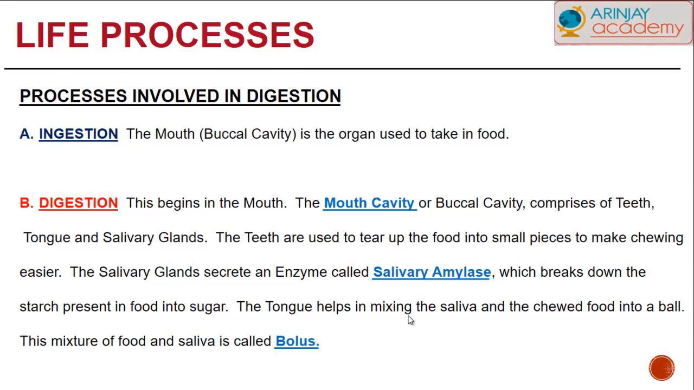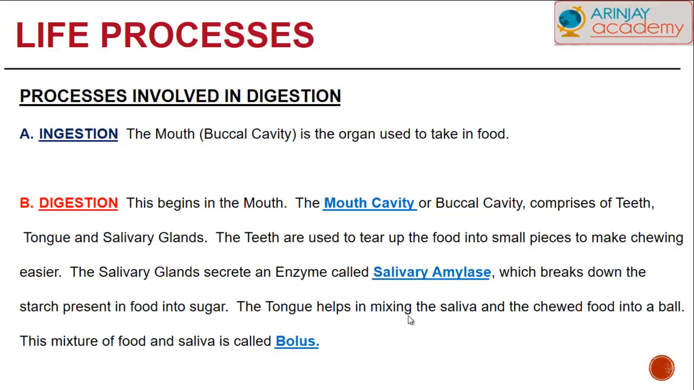Let's have a look at the processes involved in digestion. Ingestion, we know, begins from the mouth or the buccal cavity, where we actually chew food before swallowing it. This continues further on to digestion, which actually begins in the mouth. The mouth comprises teeth, tongue, and salivary glands. The teeth, which are 4 different kinds, which we'll have a look at later, are used to tear up the food into small pieces to make chewing easier.